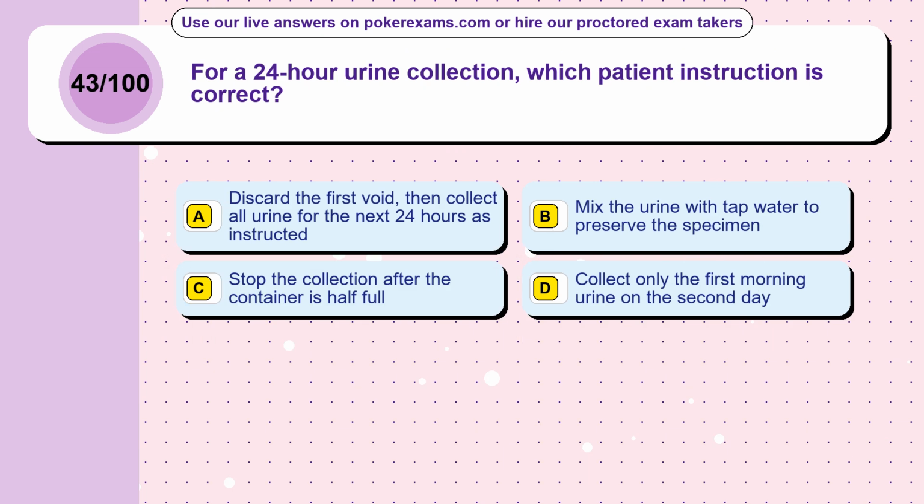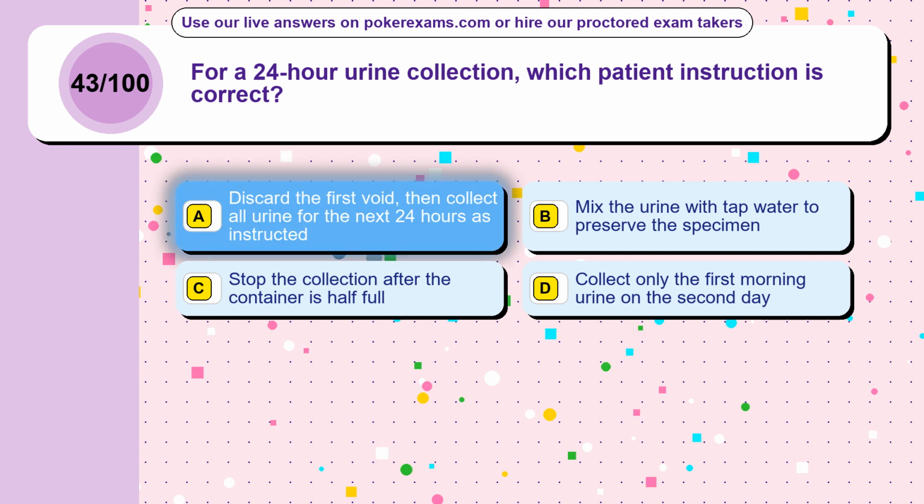Question 43. For a 24-hour urine collection, which patient instruction is correct? Option A. Discard the first void, then collect all urine for the next 24 hours as instructed. Option B. Mix the urine with tap water to preserve the specimen. Option C. Stop the collection after the container is half full. Option D. Collect only the first morning urine on the second day.